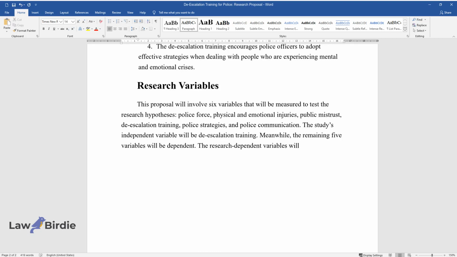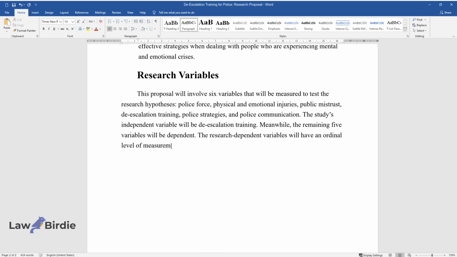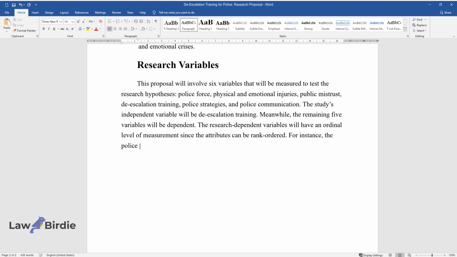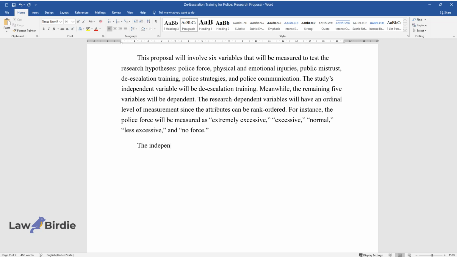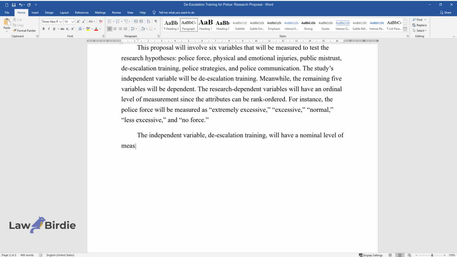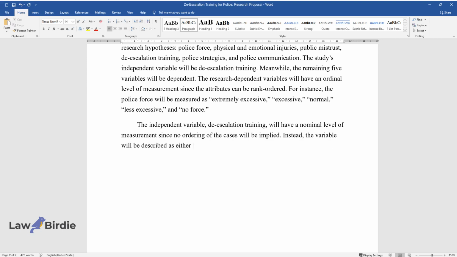The research dependent variables will have an ordinal level of measurement since the attributes can be rank-ordered. For instance, the police force will be measured as extremely excessive, excessive, normal, less excessive, and no force. The independent variable, de-escalation training, will have a nominal level of measurement since no ordering of the cases will be implied. Instead, the variable will be described as either present or absent.